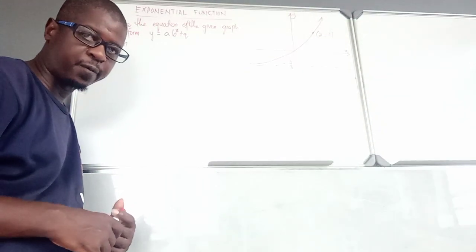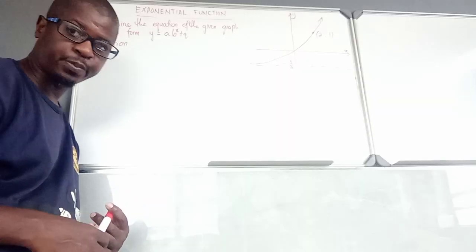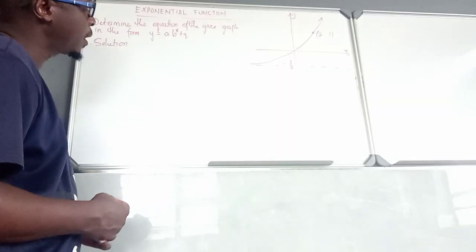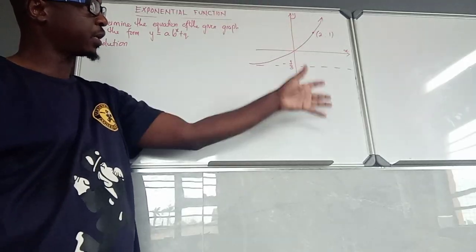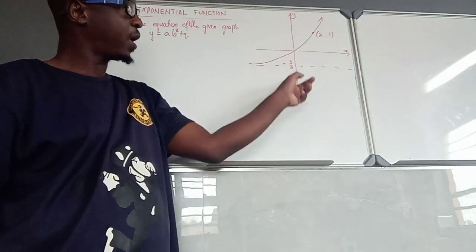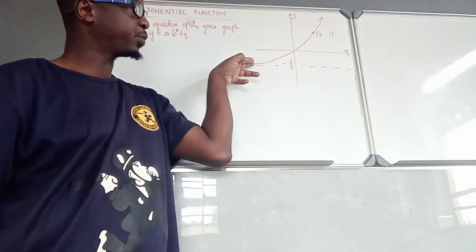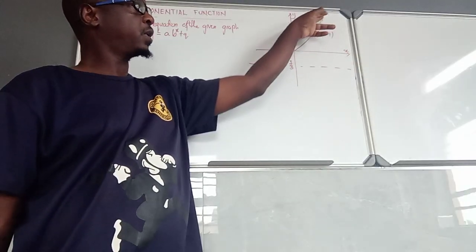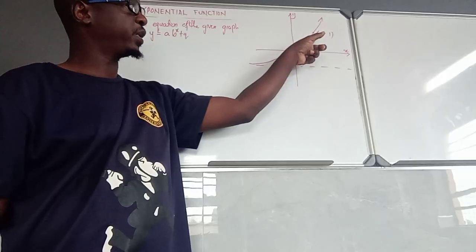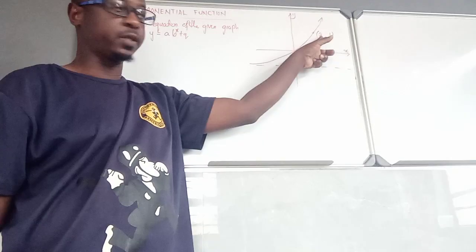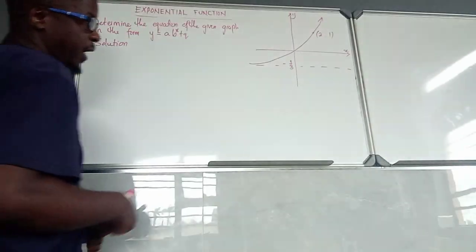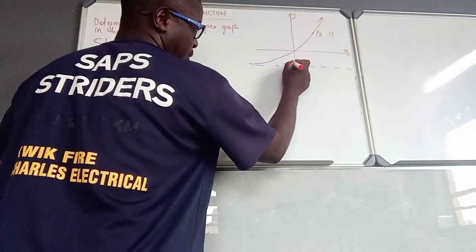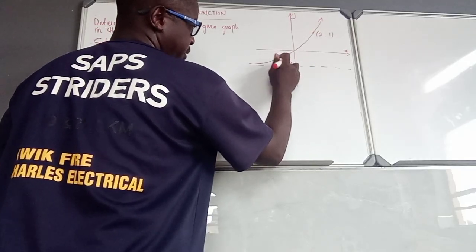Today in this video, we want to look at exponential functions once again. I've got the following graph here, which is an exponential graph on the Cartesian plane, with the y-axis and the x-axis. My exponential graph passes through the point (2, 1) and also passes through the origin, the point (0, 0). And we do have this 1 over 3, which is a third.